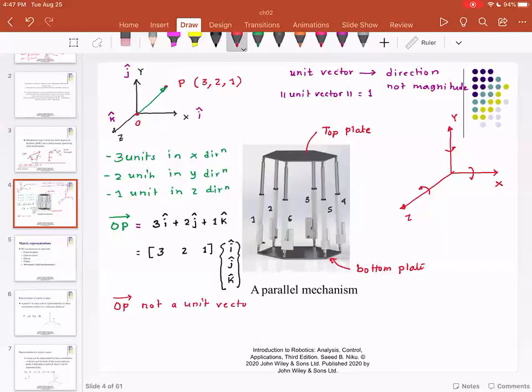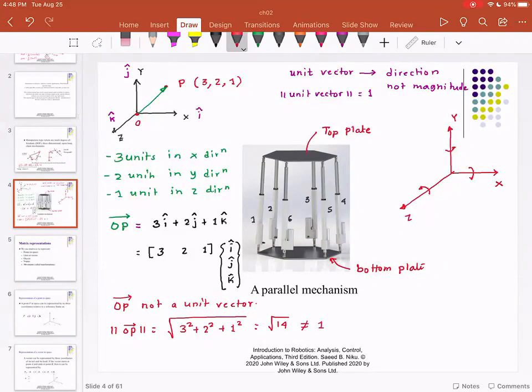Why is this not a unit vector? Because if I were to find the magnitude of OP, the magnitude of OP is going to be the square root of 3 squared plus 2 squared plus 1 squared, which is 9 plus 4, 13 plus 1, 14. So I have the square root of 14, which is not equal to 1. That's why this is not a unit vector.